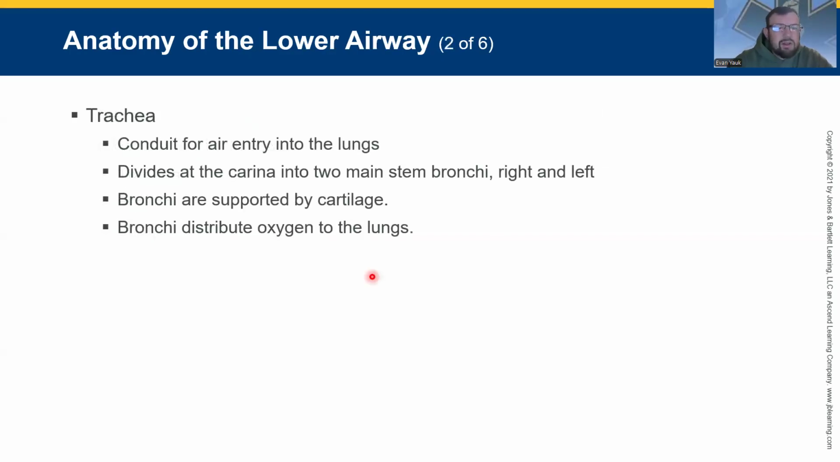Trachea, the conduit for air to enter into the lungs. So your trachea is where air goes. It divides at the carina into two main stem bronchi, left and right. So we go down our trachea, we hit that carina, which is the dividing point left and right, and it goes into our bronchi, into our left and right lungs. The bronchi are supported by cartilage. Bronchi distribute oxygen to the lungs.